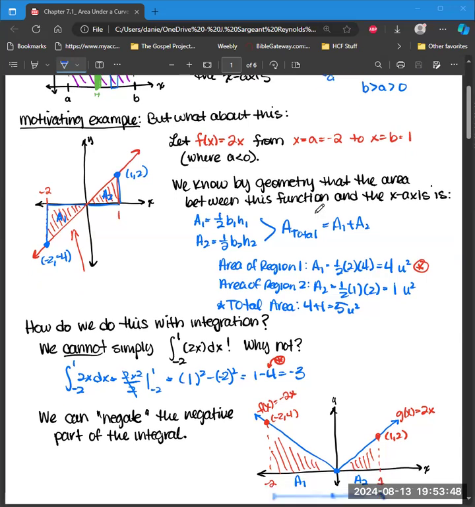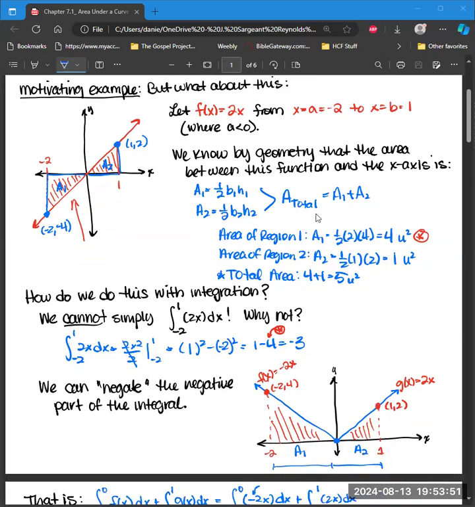We know by geometry that the area between the function and the x-axis can be found by taking the area of this triangle plus the area of that triangle. I'm going to ignore the signs, the -2 and the -4, and say that that's a distance of 2 and that's a distance of 4. So that side has a length of 2, that side has a length of 4. Half of 2 is 1, 1 times 4 is 4.